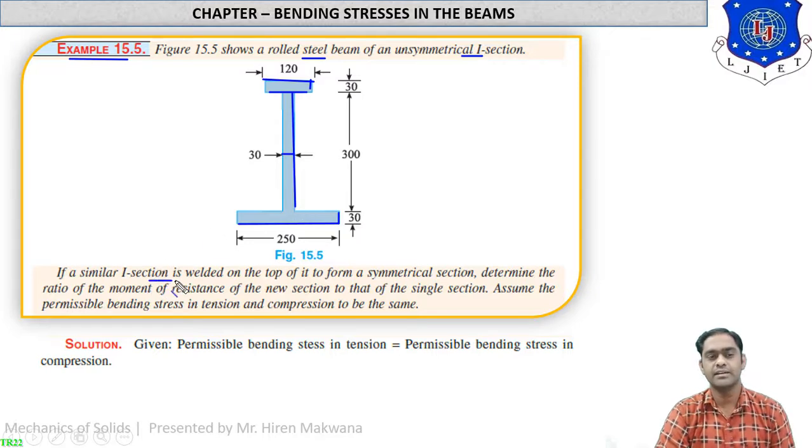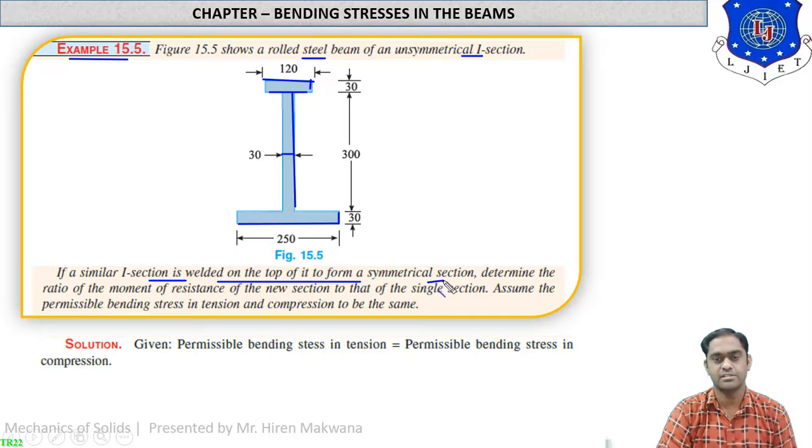If a similar I section is welded on the top of the beam to form a symmetrical section, determine the ratio of moment of resistance of the new section to that of the single section. So we have to determine the ratio of moment of resistance for the symmetrical section to the unsymmetrical section. Assume the permissible bending stress in tension and compression to be the same.